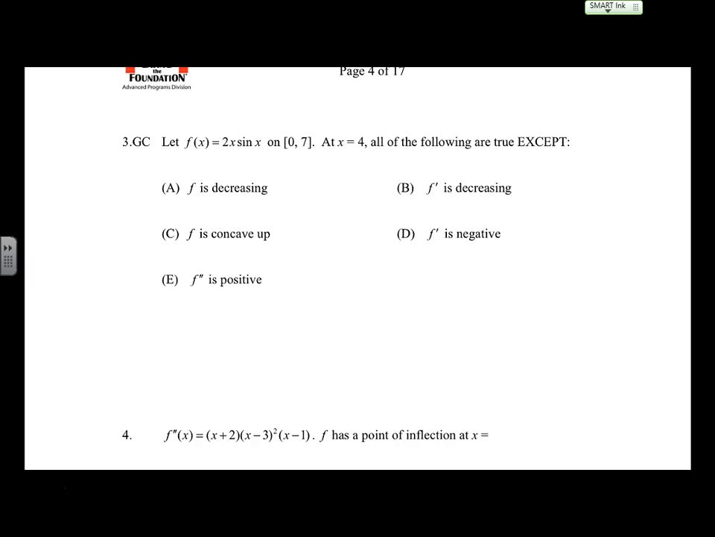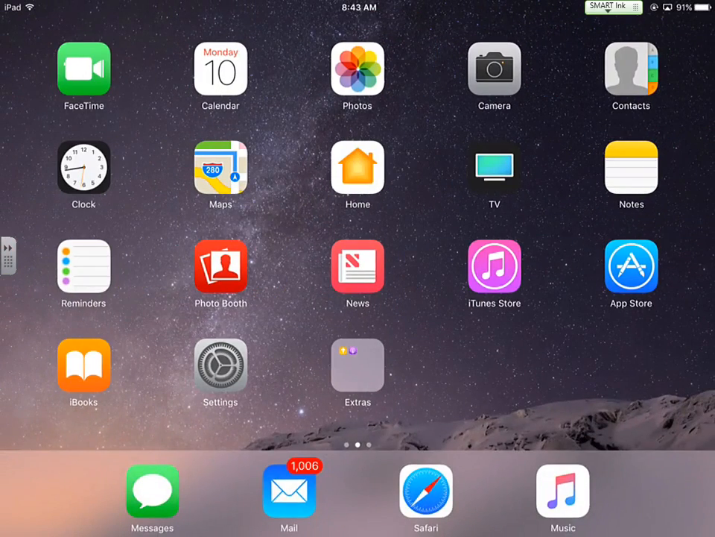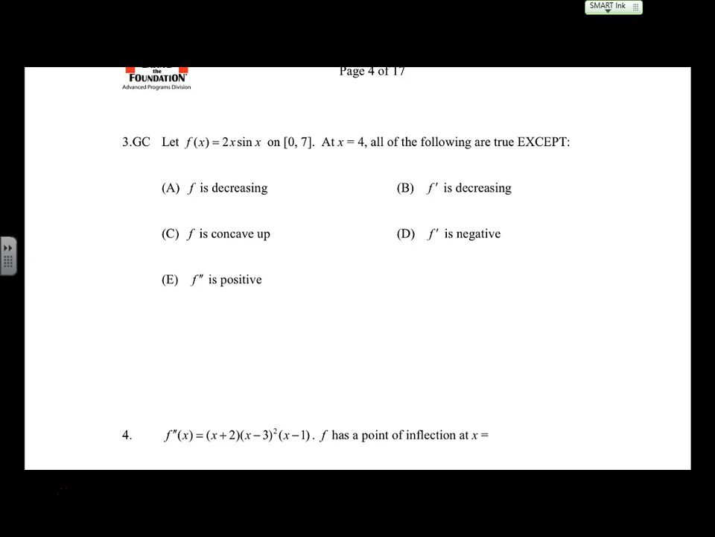Number 3, graphing calculator. Someone, radian mode, in your grapher, graph this and look at the window 0 to 7. If I had time, I would. I was going to solve it by hand. I don't know. I wasn't. And just gave up.